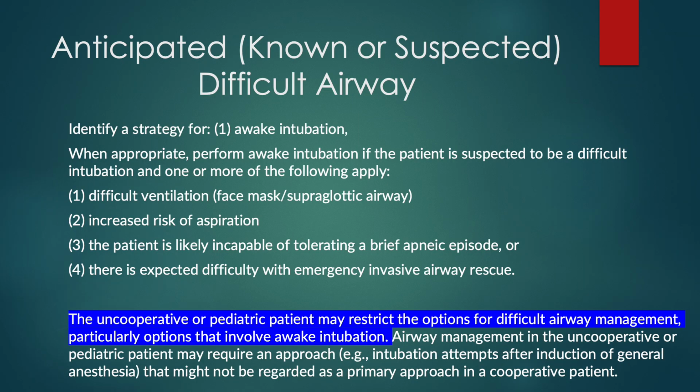So, identify a strategy for awake intubation, okay? This is when it's appropriate. If they have a history of difficult ventilation, if they're at an increased risk of aspiration, if they are likely incapable of tolerating a brief apneic episode, or there is expected difficulty with emergency invasive airway rescue, okay? So the patient who comes in with Ludwig's angina that has severe airway swelling and compression, all right, that has no mouth opening, you're probably not going to give them a slug of propofol and paralyze them and try to intubate. Go ahead. What device were they using in the last slide?